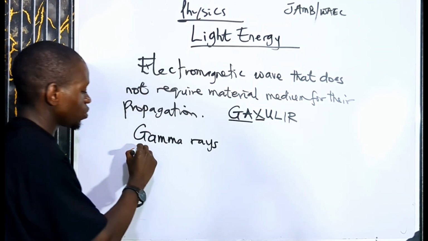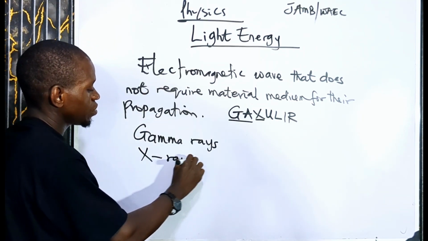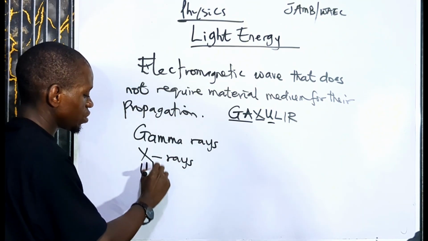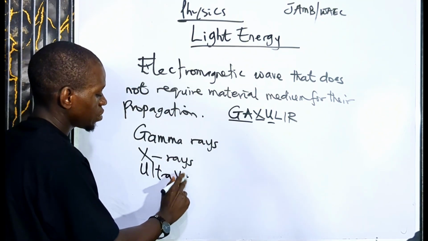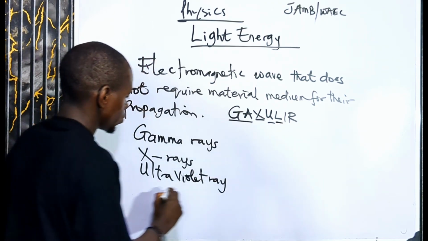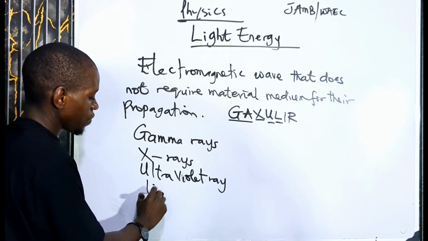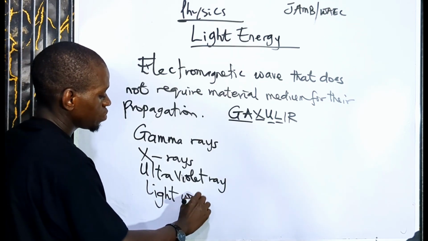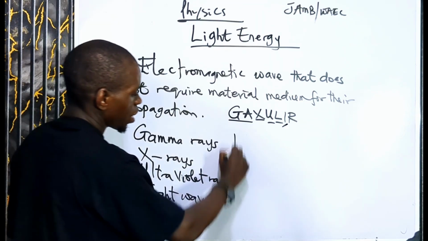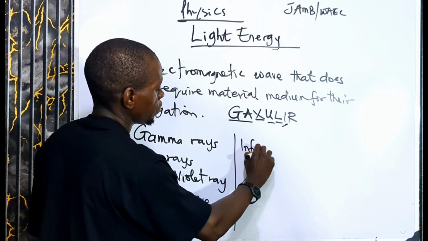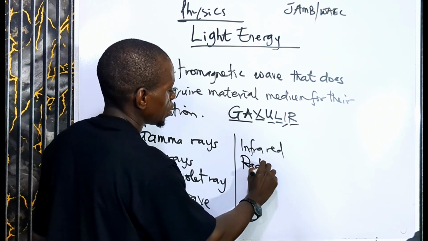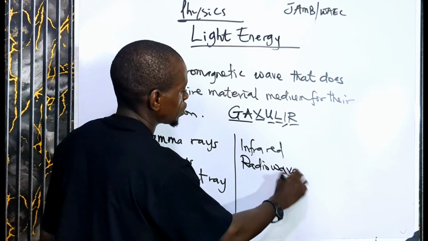Your X means your X-rays. Then your U means your ultraviolet rays. Then your L means your light wave. Your I means your infrared. And your R means your radio waves. So this is exactly what we have.